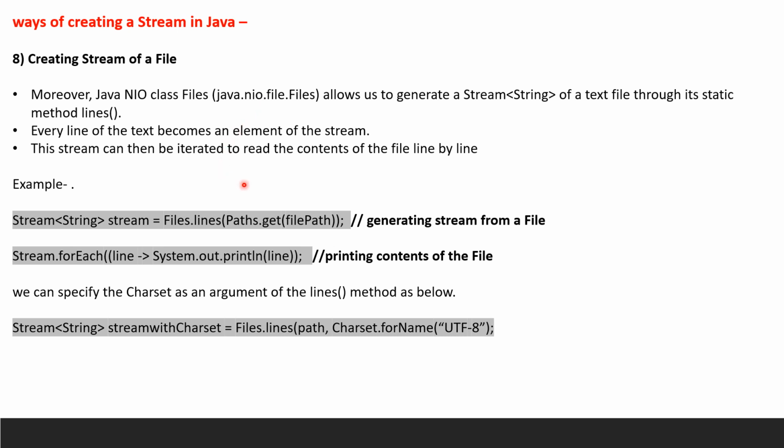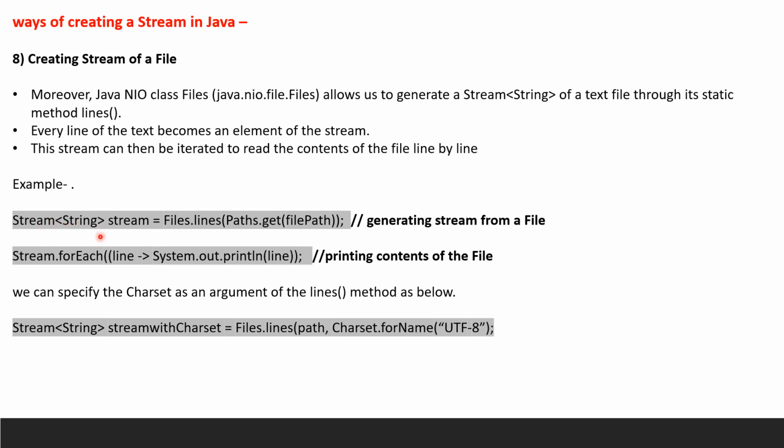This stream can be iterated also. So first it will read every line of the text, whatever is written, and take each element of that particular stream. Then we can iterate the stream in order to read whatever content is in the file, and whatever value we want to return, or certain operation we want to do on that. So based on our requirement we can iterate through that, and we can read the contents of the file line by line.